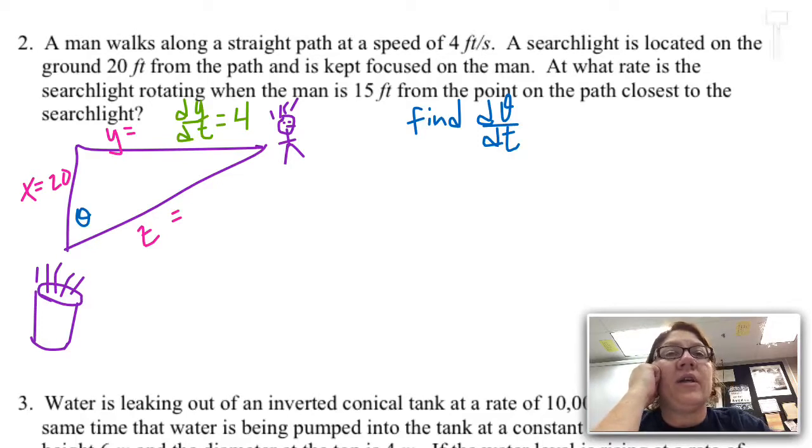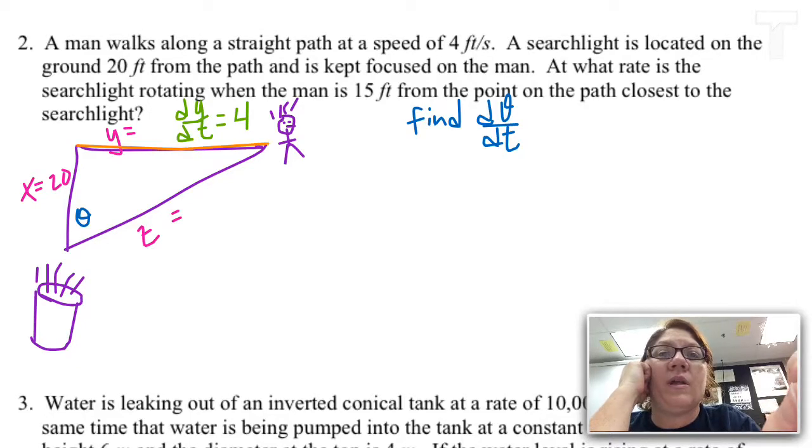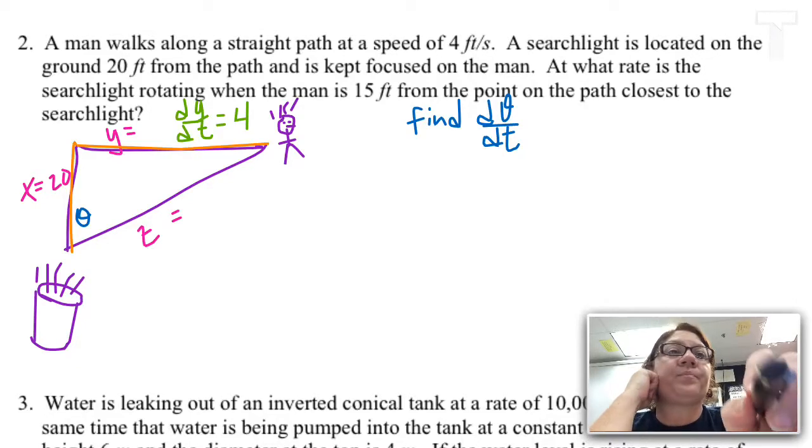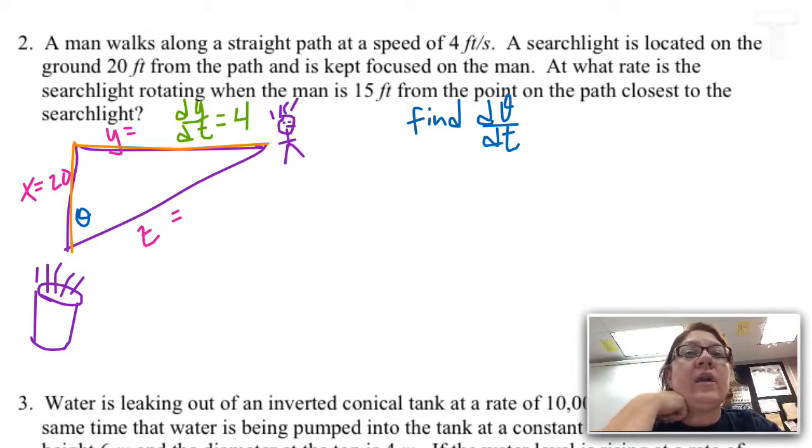And then the searchlight is 20 feet from the path. Of course, the path being up here, right? So 20 feet would be this distance on the vertical. And I want to know the rate that the searchlight is rotating, so that's my angle, so change in angle, when the man is 15 feet from the point on the path closest to the searchlight.